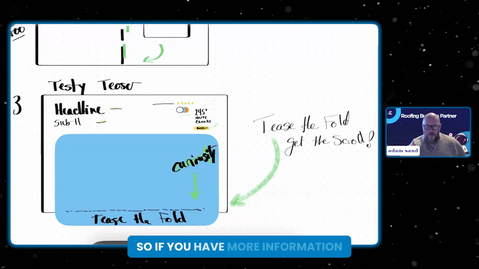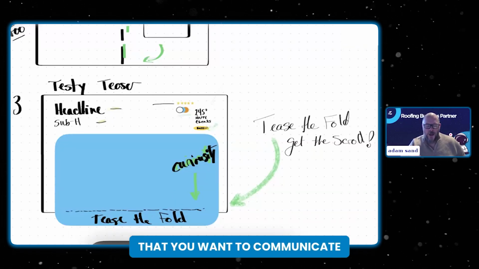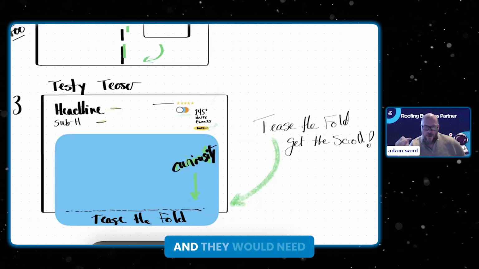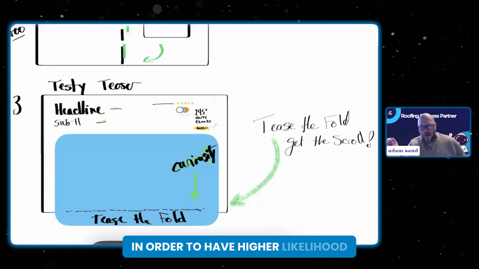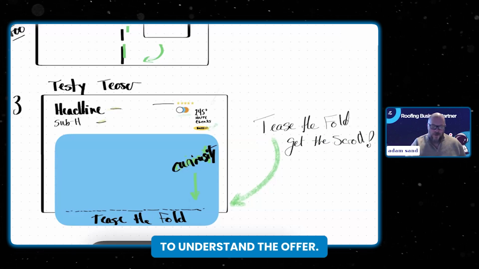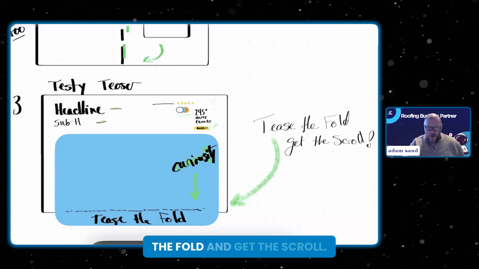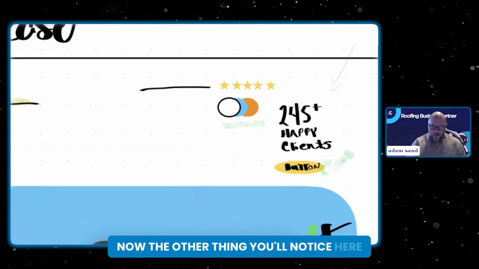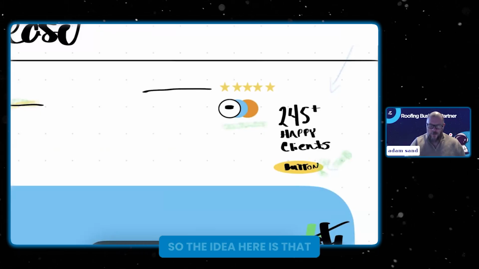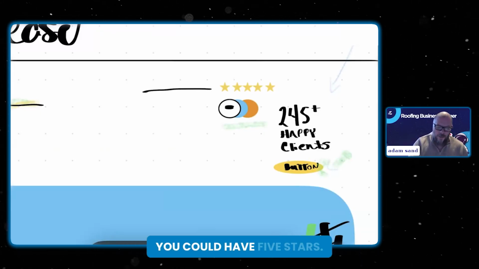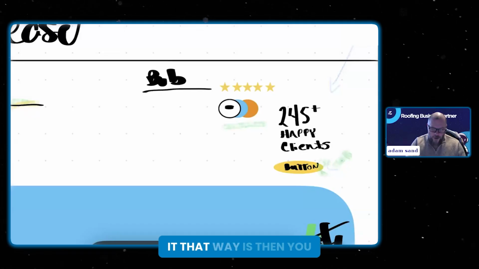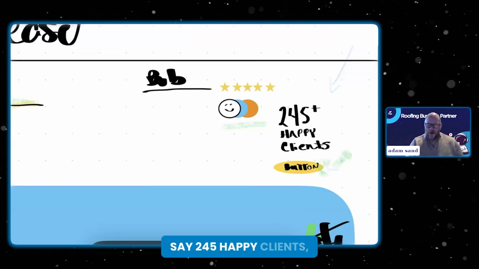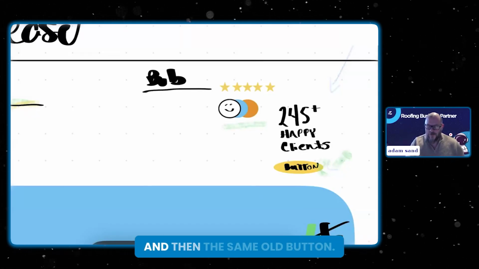So if you have more information that you want to communicate about your offer, and they would need that more information in order to have higher likelihood to understand the offer, this is a good way to tease the fold and get the scroll. Now, the other thing you'll notice here, these three little circles, the stars. The idea here is that you could have 5 stars, then you'd have like 3 faces. The reason you want to do it that way is then you say 245 happy clients or 245 Google reviews, and then the same old button.